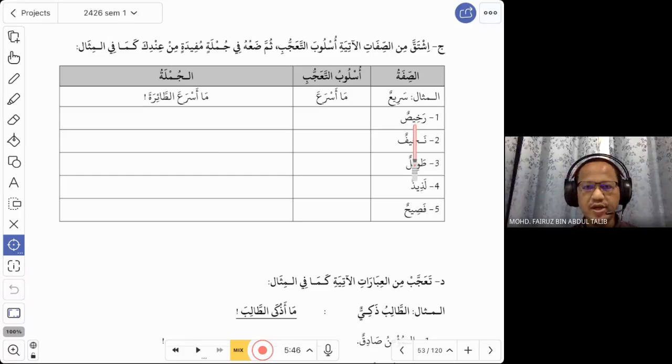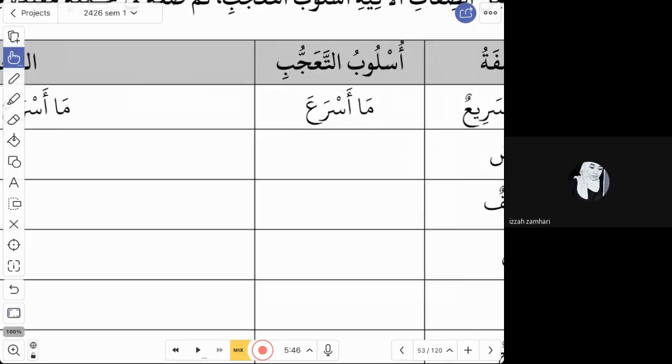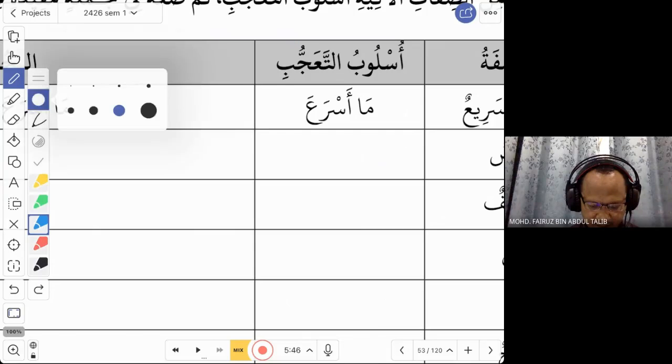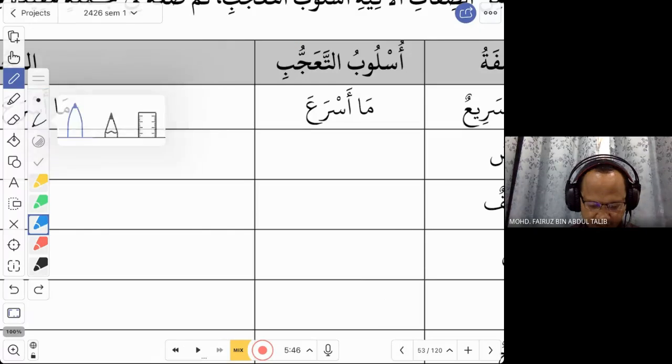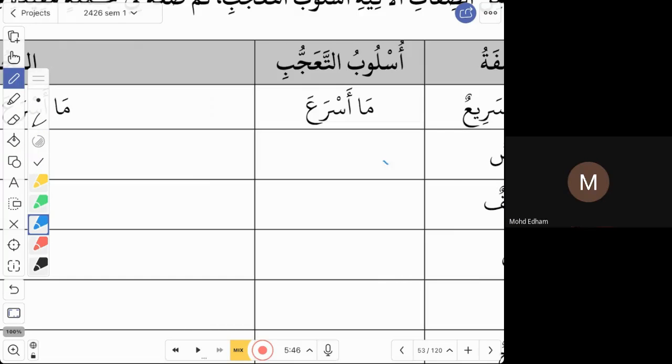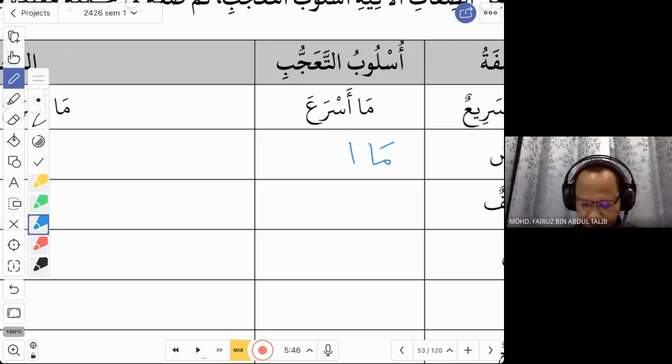I believe we can do this very quickly. Let us look at number one: رخيص. What is the meaning of رخيص? Cheap. Yes, رخيص is cheap. So what is the أسلوب تعجب for رخيص? If you say ما الرخيص, this is wrong. That is not correct. It should follow the wazan af'ala: ma arkhasa.